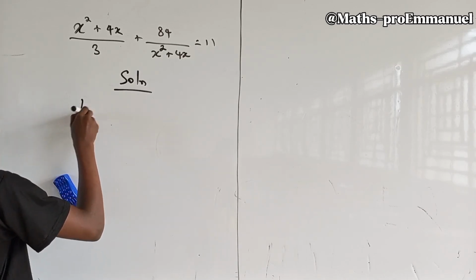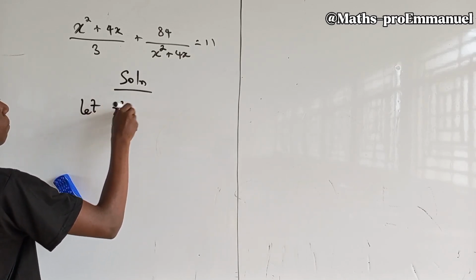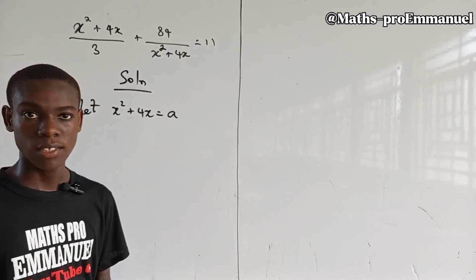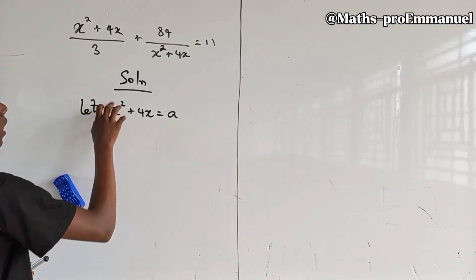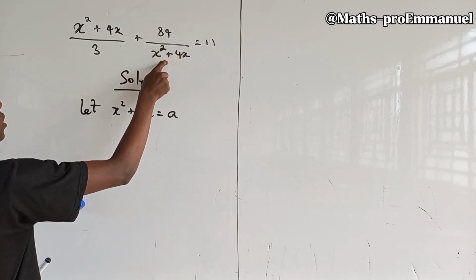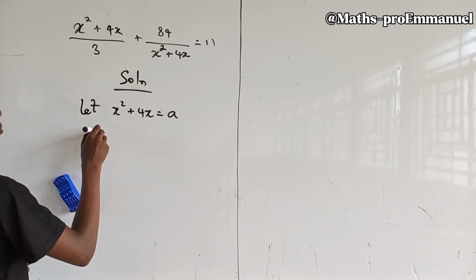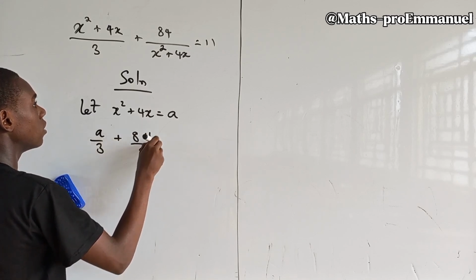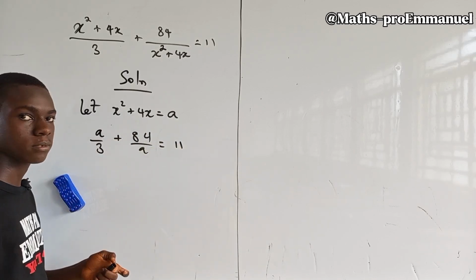I'll say let x squared plus 4x be equal to a variable. Let me say a, right? So say x squared plus 4x will be equal to a. Now anywhere I see this, I'm going to put a. So here will be a all over 3 plus 84 all over a will be equal to 11.